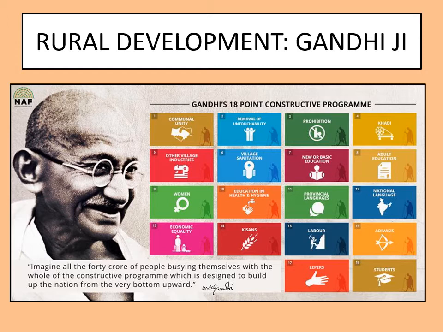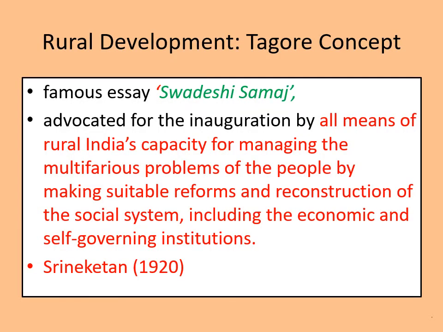So India has a long heritage of the concept of model village cluster, and that concept was started by Gandhiji and Rabindranath Tagore. Rabindranath Tagore, in his famous essays Swadeshi Samaj and Polli Unnayan, was very constructive about the rural development village cluster concept, and he also experimentally implemented that concept in Sriniketan in 1921.